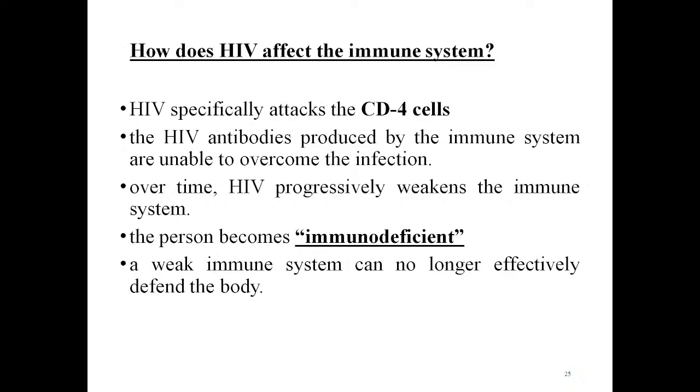I have said that HIV specifically attacks the CD4 cells, and the antibodies produced by the immune system are unable to overcome the infection. Over time, HIV progressively weakens the immune system and the person becomes immunodeficient. He has the status immunodeficient. A weak immune system can no longer effectively defend the body.